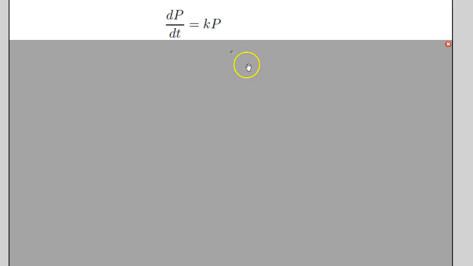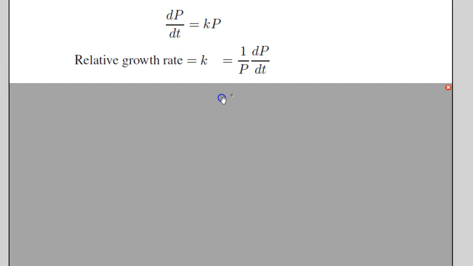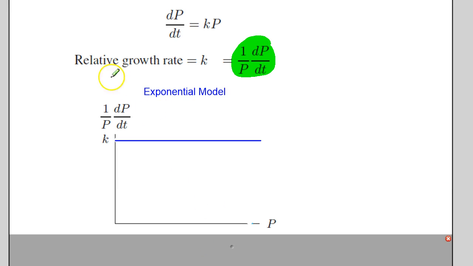But before we begin, let's start with this continuous growth rate model of a differential equation. dP/dt is equal to k times P. So let's solve for k, get k by itself. And because we know that k is a constant, if I were to graph 1 over P times dP/dt versus P, I would get a straight line, as you can see right here. This is 1/P dP/dt versus P, and it's a horizontal line where 1/P dP/dt is equal to k, which makes sense. And this is the exponential model.